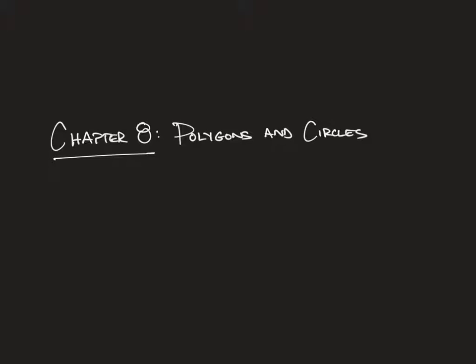All right, folks, let's get after it. This is Chapter 8 out of the CPM Geometry textbook. We're going to be talking about polygons and circles. Before we go too far, let's make sure we know what these items are.